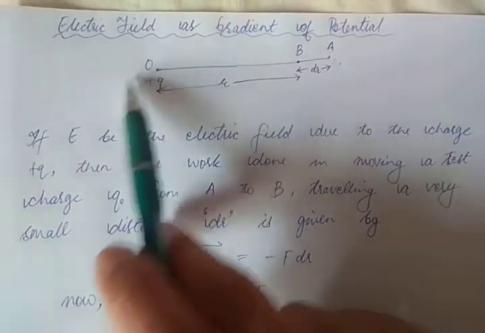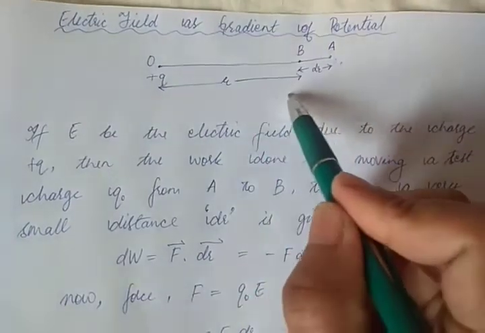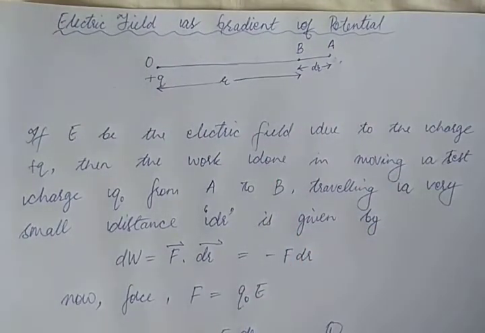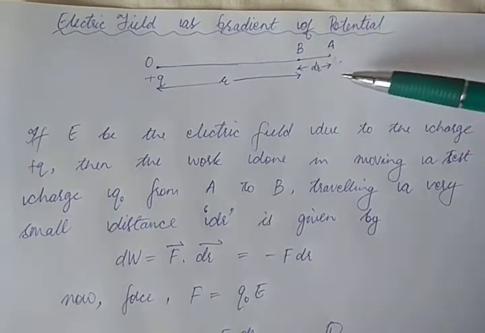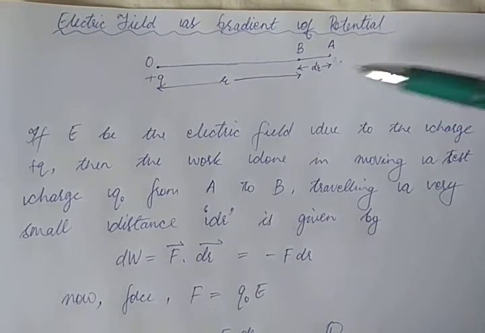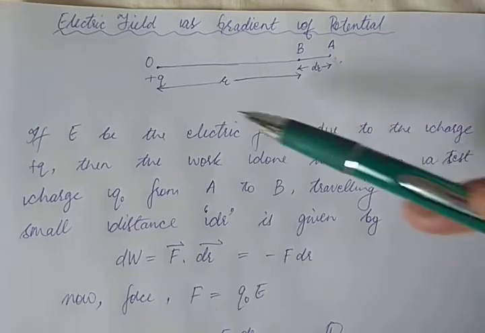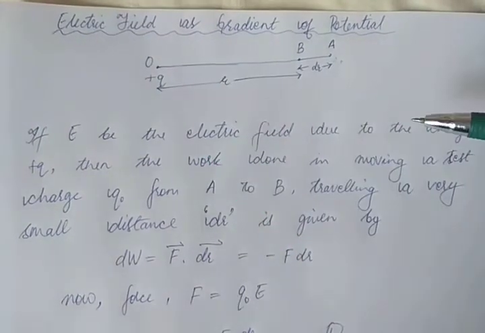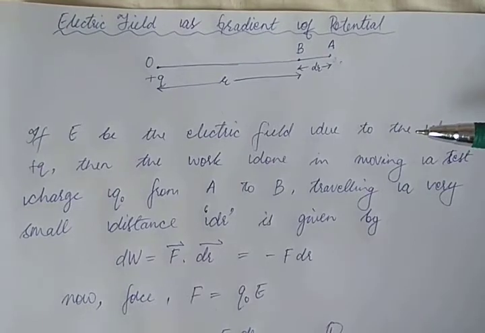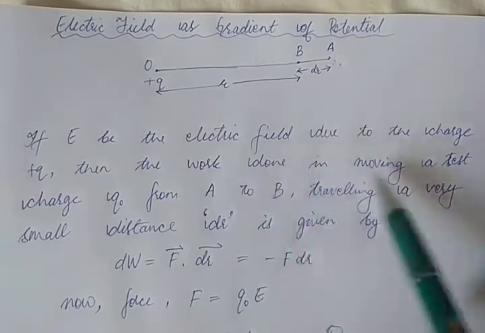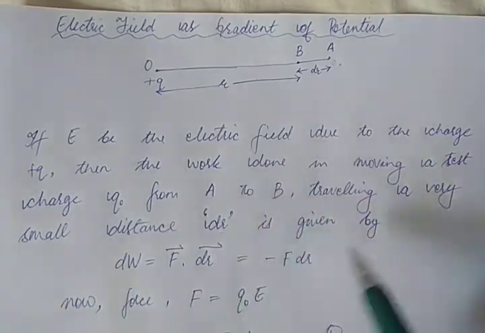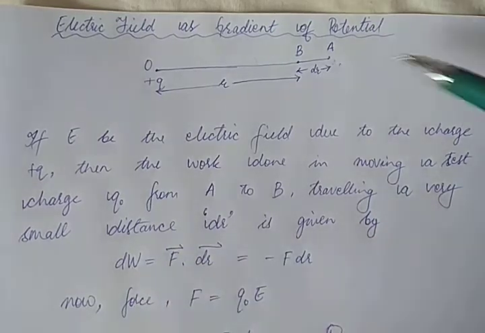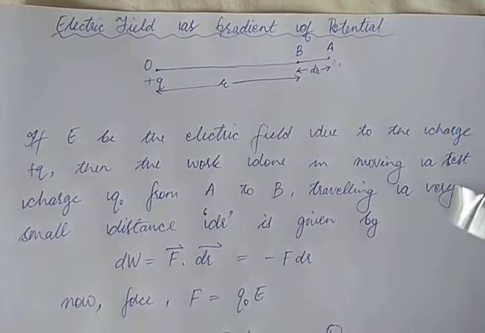Due to this plus Q charge, we have an electric field in this direction, that is towards our right hand side. Against the electric field, that is against the force of repulsion, we are moving our test charge Q naught from point A to point B. In order to overcome this force of repulsion, we, meaning the external agent, have to do work. The work done to move the test charge Q naught from A to B, traveling a very small distance dr, is given by dW.